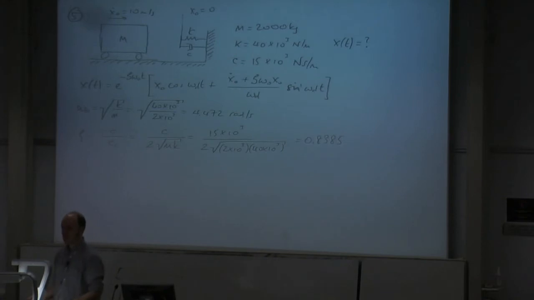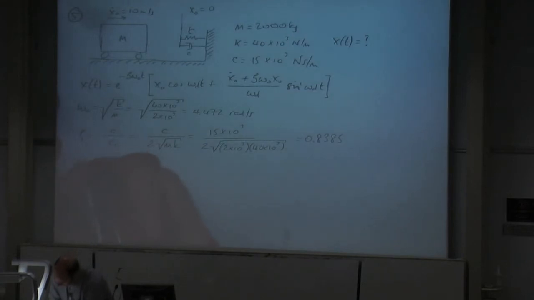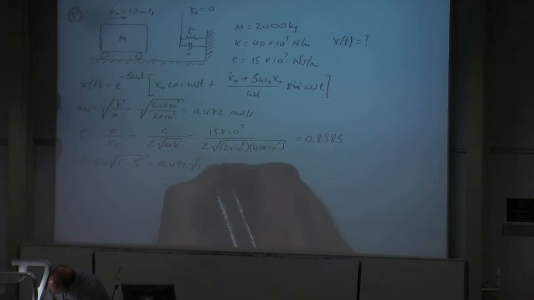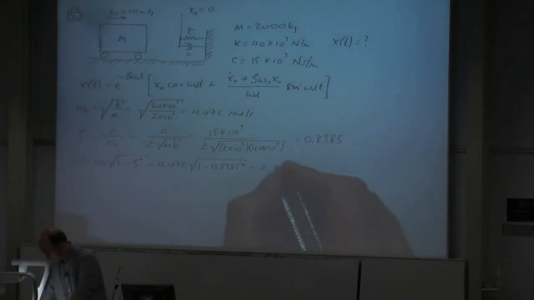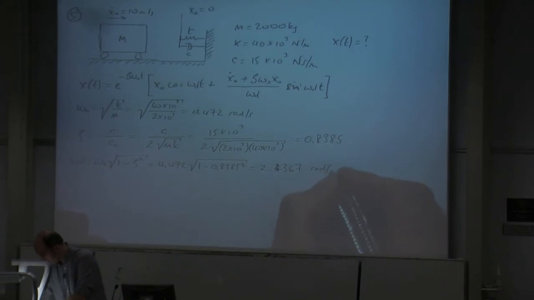Now, because we have omega naught and zeta, we can therefore find omega d, the damped natural frequency. Omega d, using the equation in the alternative form, is omega naught times the square root of 1 minus zeta squared. So that's 4.472 times the square root of 1 minus 0.8385 squared. And if you do the sums on the calculator, you get 2.4367 radians per second.